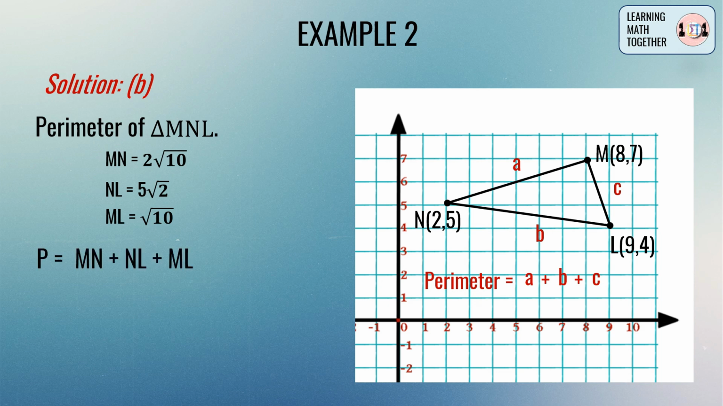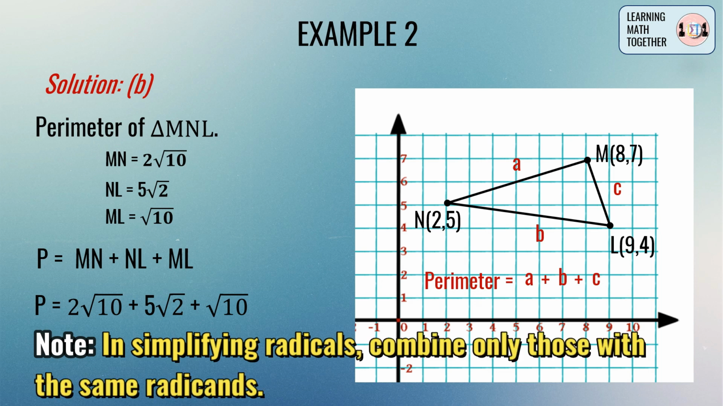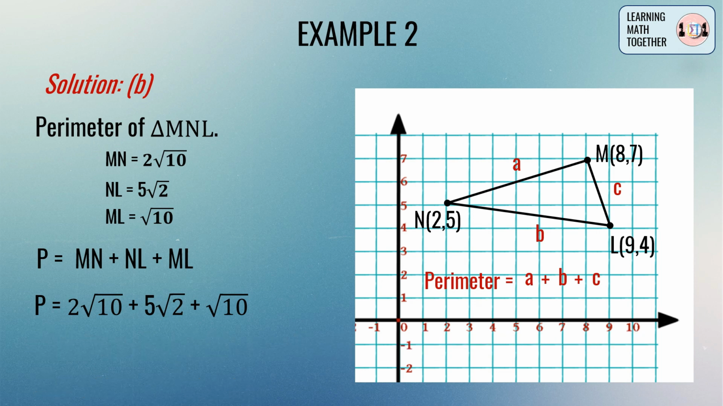So we have perimeter that is equal to the sum of all the three sides. Then we have to substitute all the given values. We have here perimeter is equal to 2 square root of 10 plus 5 square root of 2 plus square root of 10. Take note that in simplifying numbers with radical sign, you just have to combine those terms with the same radicand. We can only combine 2 square root of 10 and square root of 10. There we have the final answer. 3 square root of 10 plus 5 square root of 2. If we will convert this one into decimal point, this is approximately 16.56 units. Therefore, the perimeter of the triangle MNL is approximately 16.56 units.